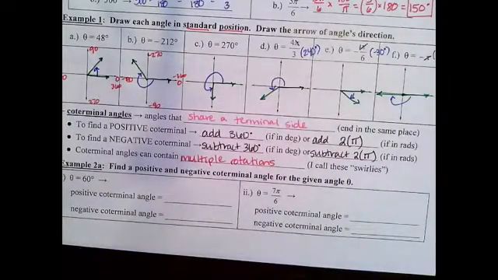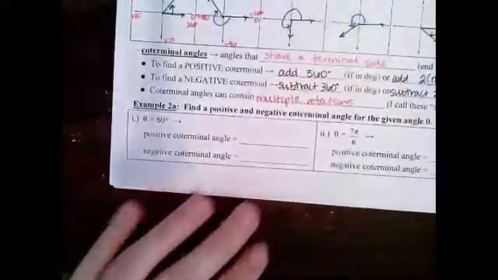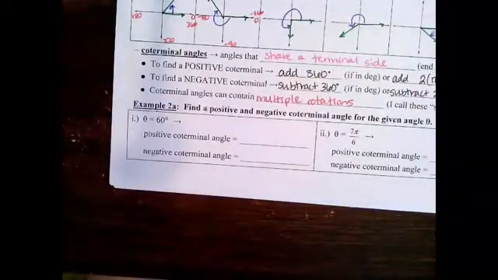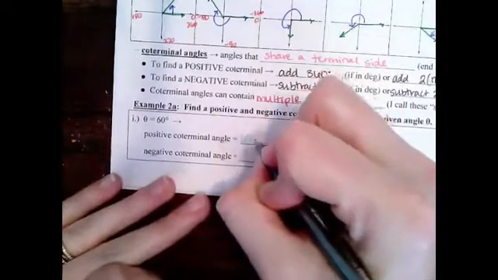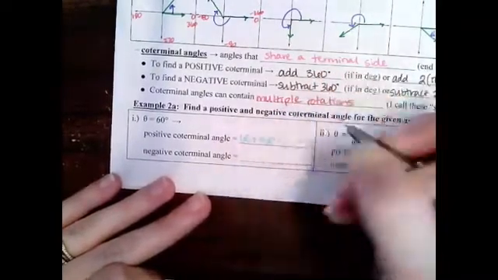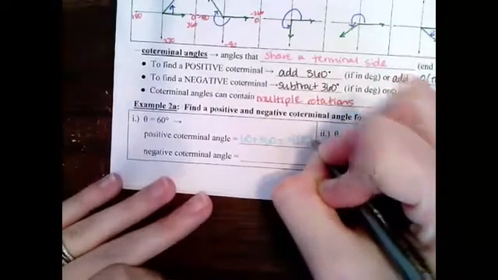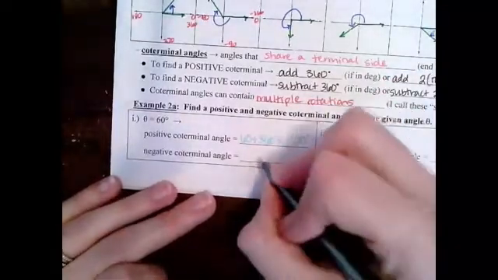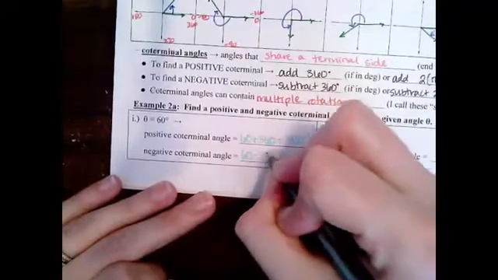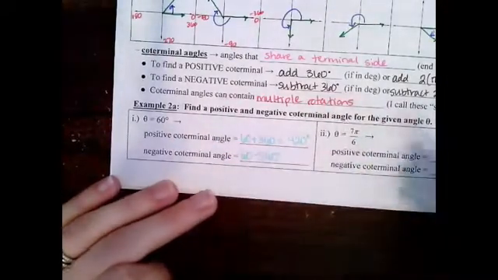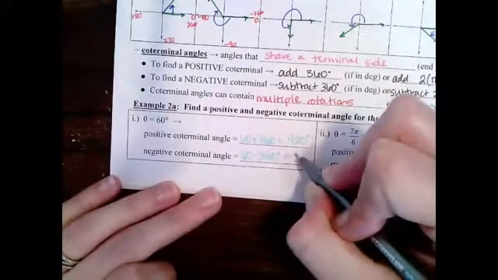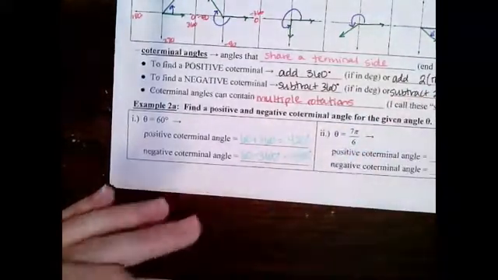Okay? So example 2a, find a positive and negative coterminal for the given angle. Very straightforward with degrees. Positive coterminal angle, we're going to do 60 plus 360, which is 420 degrees. And then negative coterminal, 60 minus 360. Notice it's not 360 minus 60. You start with the angle that they're giving you. So 60 minus 360 gets us negative 300 degrees.